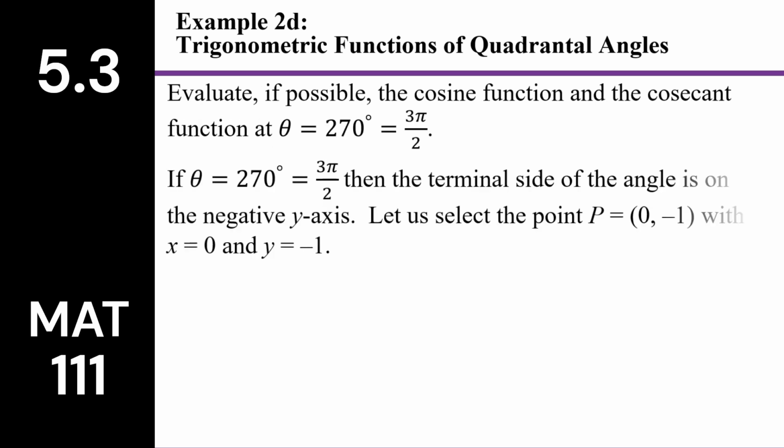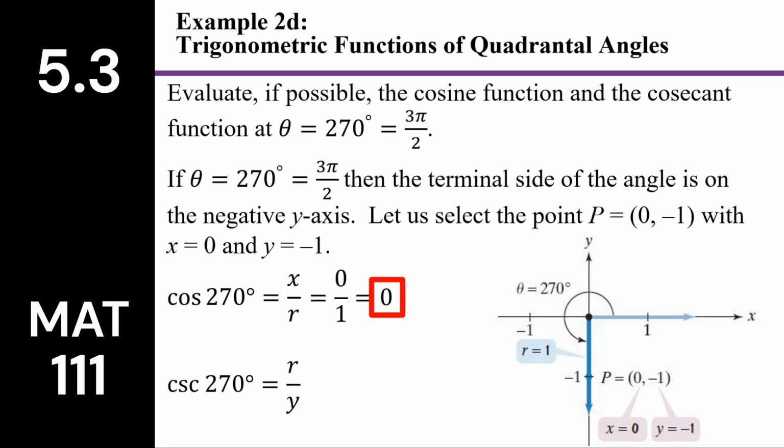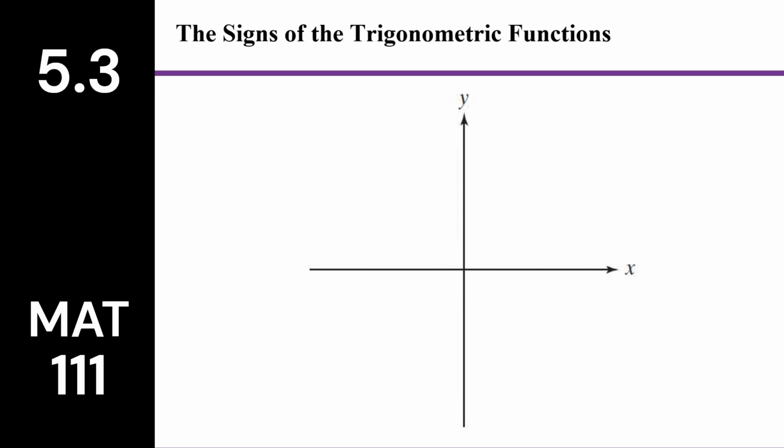For 270 degrees, we select the point (0, -1). So now we use x, y, and r to find the cosine of 270. X is 0, r is 1, so that reduces to 0. And we find the cosecant of 270 degrees, which is r over y, so that is 1 over -1, which reduces to -1.